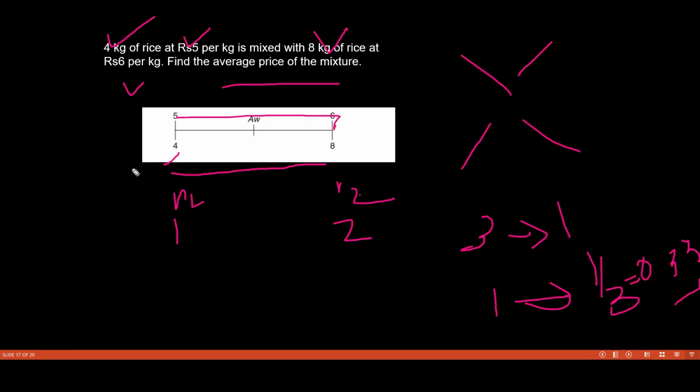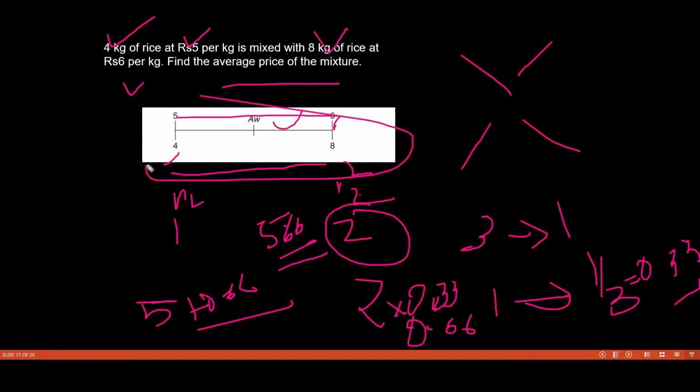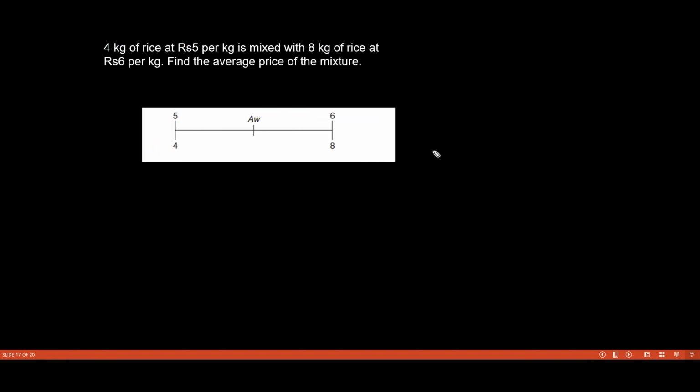And now, since this n2 is 2, we are going to multiply 2 into 0.33 because its weight is more. So that becomes 0.66, and to get this value we just have to add 5 plus 0.66. So we get the average value of the rice in the mixture as 5.66. So this is how we do these types of questions so easily with the help of this linear diagram. Let's see one more question for the sake of example.